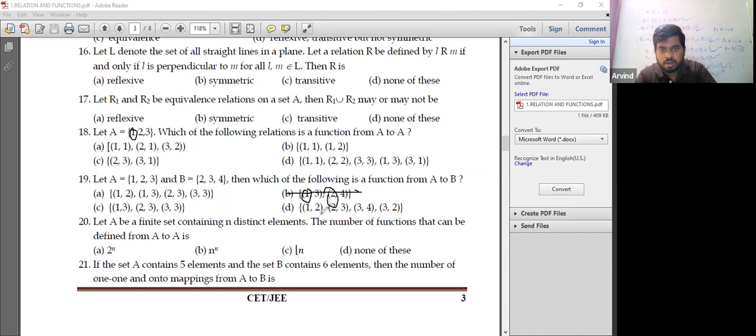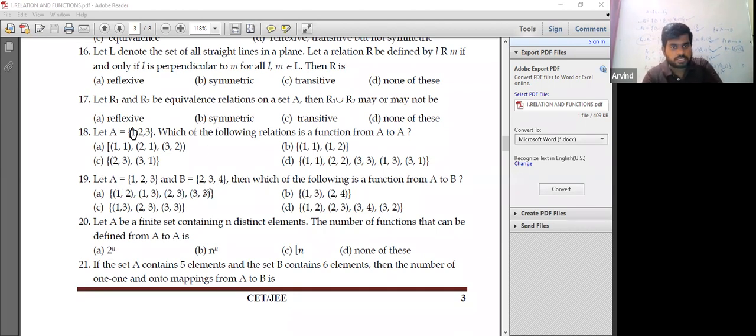Let's come to option D. Observe: 3 is related to 4. Again, this 3 is related to 2. It is not uniquely related. Option D is gone. Option A, easy again. 1 is related to, 1 is related to 3. Therefore, this is not a function. So option C is the function. So consider the negative ones, the wrong ones, and automatically you will get the correct one.